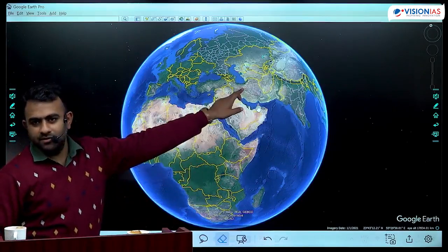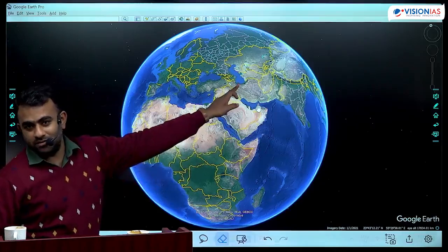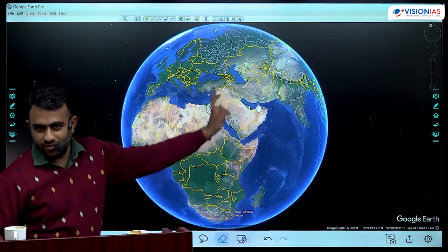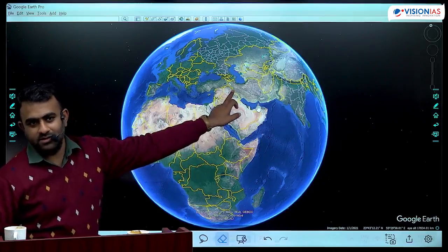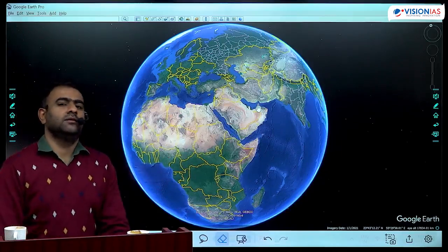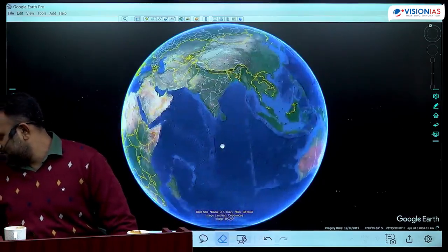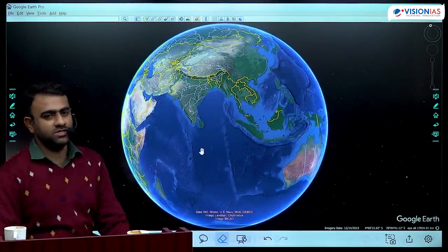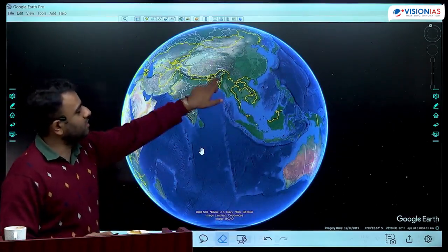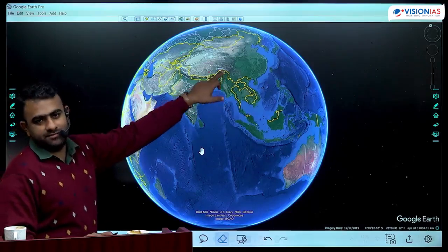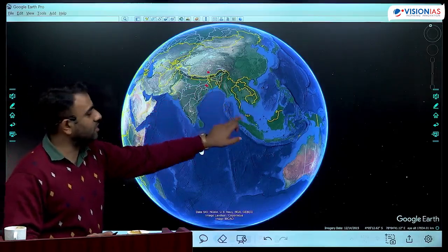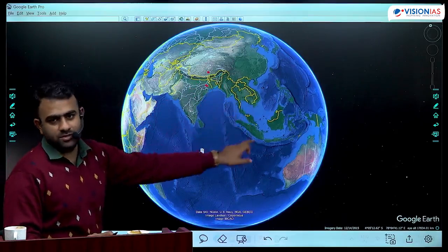Orangutans came out, gibbons came out. ओके, ओरांगुटान, गिब्बन्स. Orangutans are presently in Southeast Asia. Gibbons are also presently in Southeast Asia. In India, Northeast India, we have gibbons. यहाँ पर gibbons है, orangutans are here. यहाँ पर है orangutans, Southeast Asia.